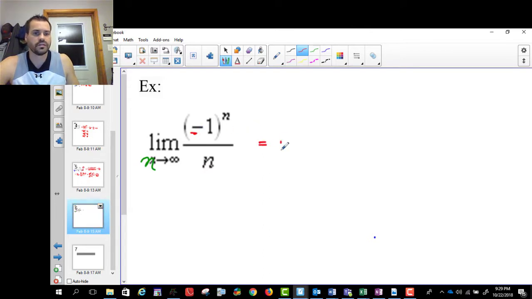So this one's more interesting because of this minus sign. So this one actually we can say does not exist, and the reason it doesn't exist is because what's happening with minus 1 to the n is every time n is even, that answer is 1, and every time it's odd, it's minus 1. So the function's actually jumping back and forth. Okay, it's jumping from positive to negative to positive to negative, and so we can't determine what's happening out at infinity. So that one does not exist.